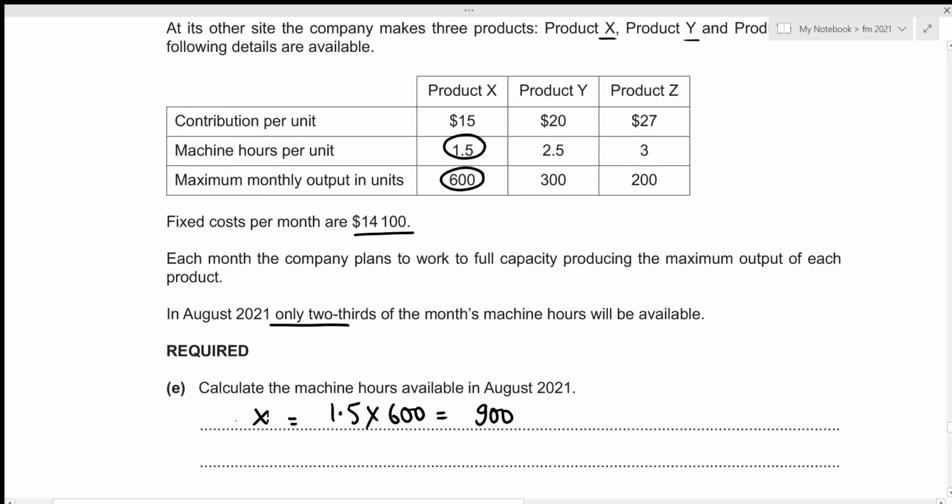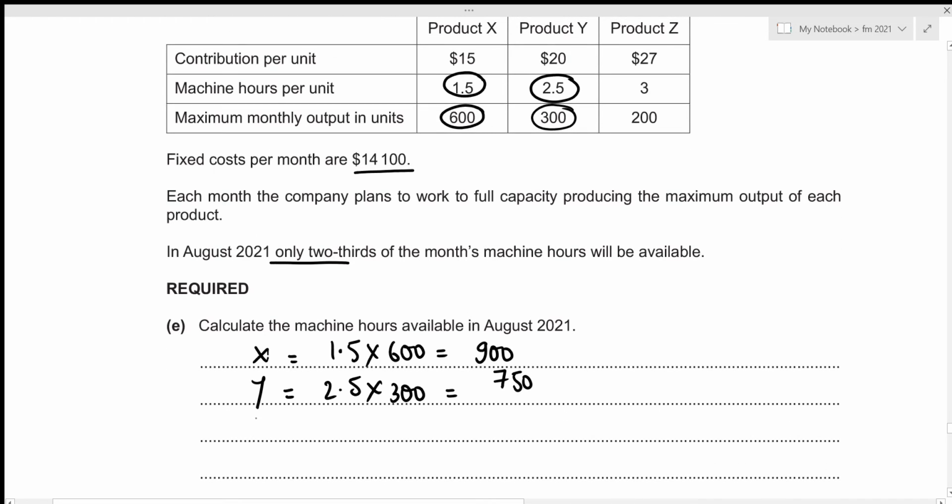Now we repeat the same process for product Y. We can see that each product requires 2.5 hours and the number of units is 300. So that's going to be 2.5 times 300, which gives the total machine hours available for product Y to be 750. And for Z, we can see that each product requires 3 hours and the number of units is 200. So we just multiply these two together. And this gives the total number of machine hours for product Z to be 600.